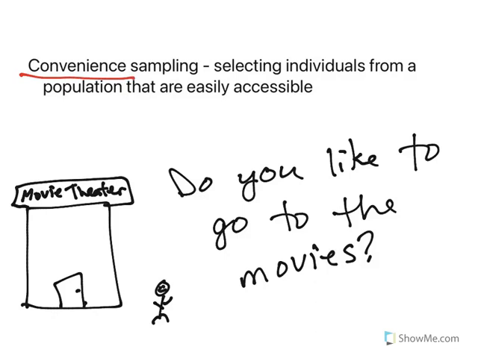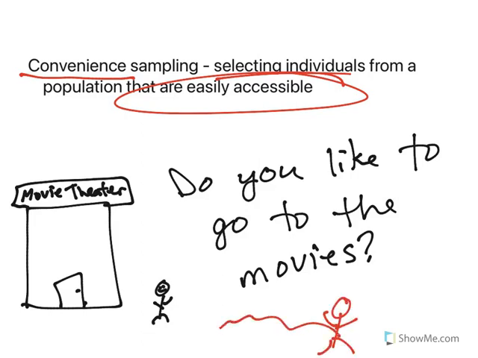The last one is convenience sampling, and it's exactly what it sounds like. So you're looking to select individuals that are easily accessible. So in this case, I have drawn a little movie theater with a little person standing outside that's going to do a survey. And as other people walk to the movie theater, the surveyor asks the question, do you like to go to the movies?